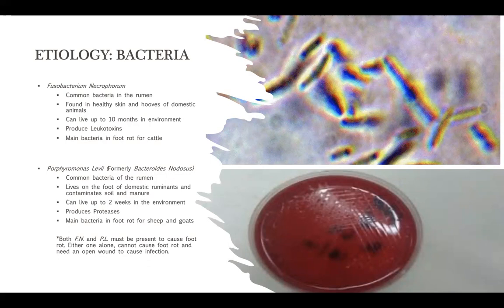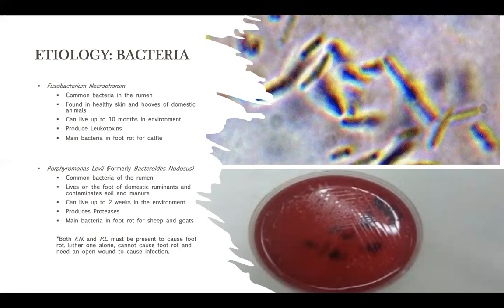So Fusobacterium necrophorum is in the upper right-hand corner. You can see those black skinny rods, and they can live in the environment up to 10 months. And the dangerous characteristic about Fusobacterium necrophorum is that it produces leukotoxins. So leukocytes, white blood cells, those leukotoxins kill those white blood cells, and they also are toxic to the neutrophils that attack bacteria. So Fusobacterium necrophorum really inhibits the animal's natural defenses that can really exacerbate the infection.